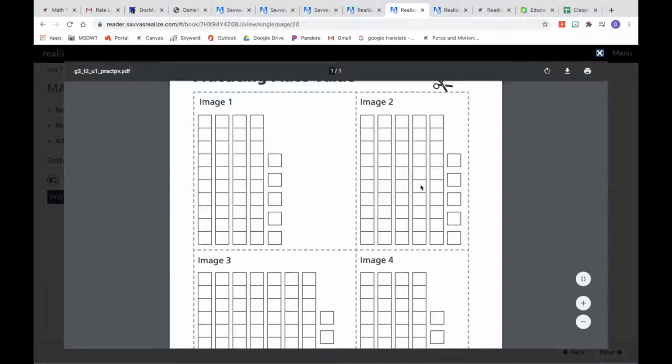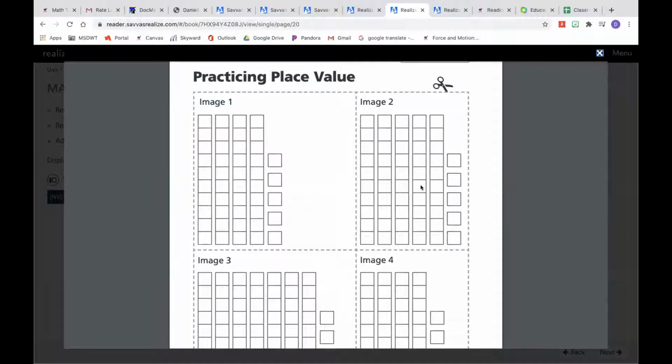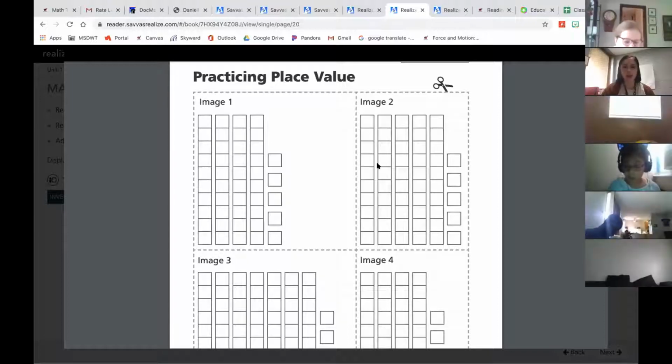How many do we have in image 1? All right, who would like to raise your hand and tell me how many you counted in image 1 and how you figured that out? Emmeline.